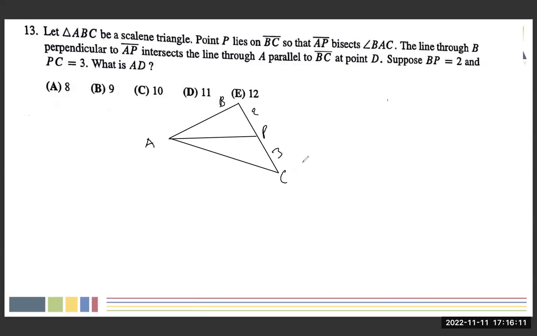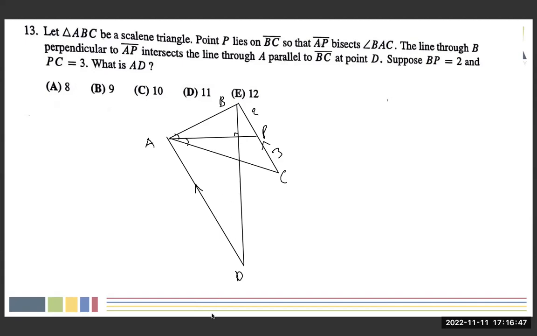Well, now we're looking at the line through B perpendicular to AP. And we are intersecting that with the line through A parallel to BC. So let's draw some parallel marks. And for the angle bisector, we draw that these two angles are equal, and this perpendicular. Okay, so this is a lot to take in for this problem. So the question is, where do we start? Okay, we need to clarify two things for this problem.